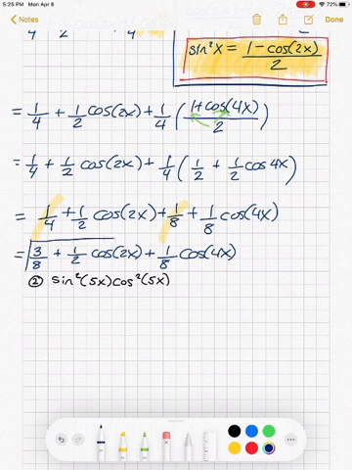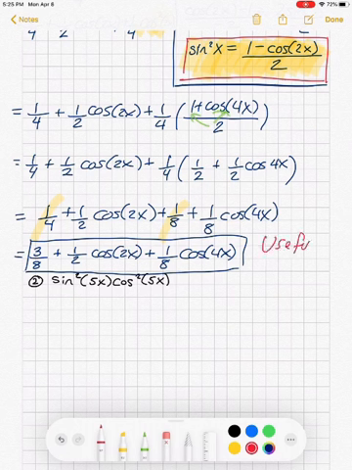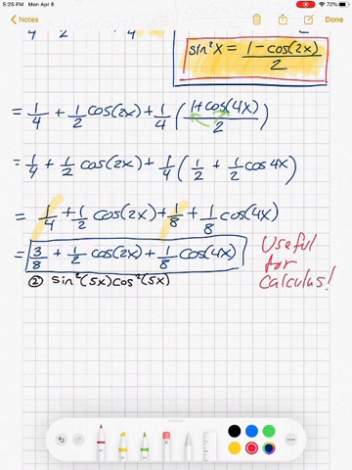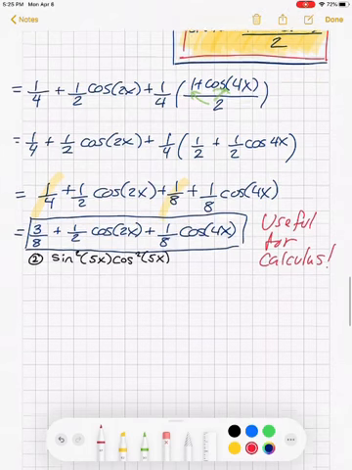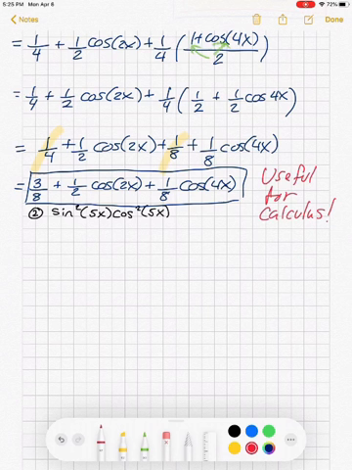So I'm done. Actually, these guys are really useful for calculus. You're going to see these power reduction formulas come up again and again, so these guys are actually worth practicing. Let me do one more. Same thing. This guy's also power reduction.